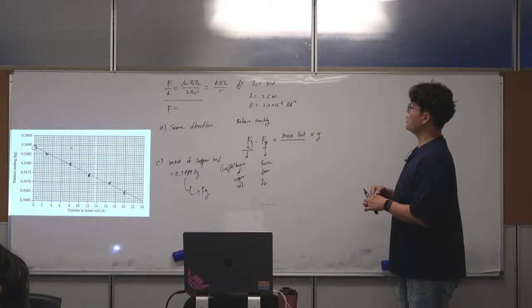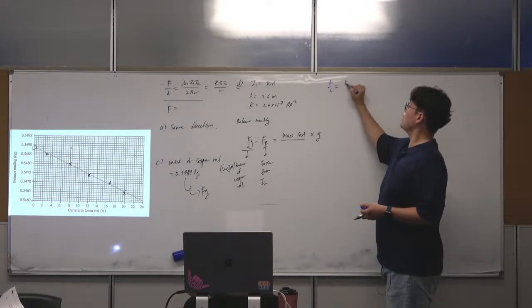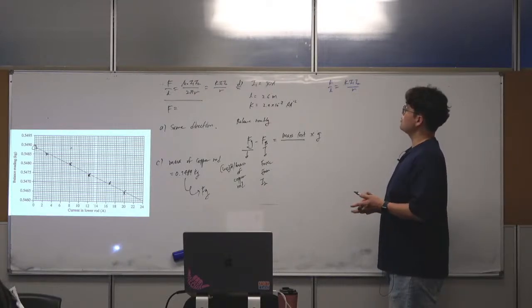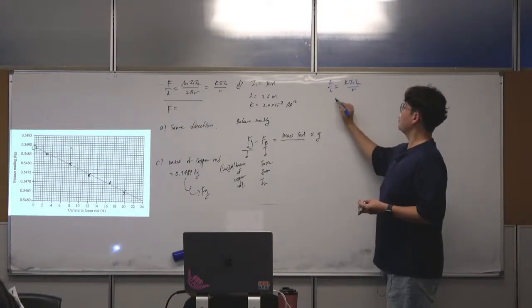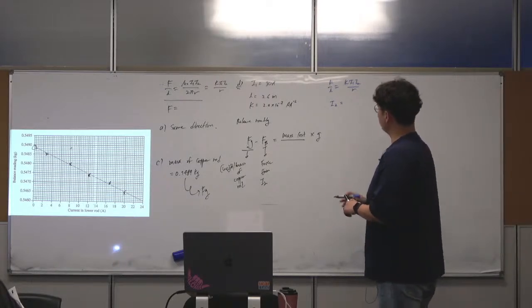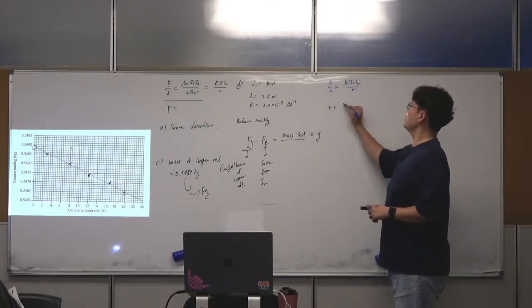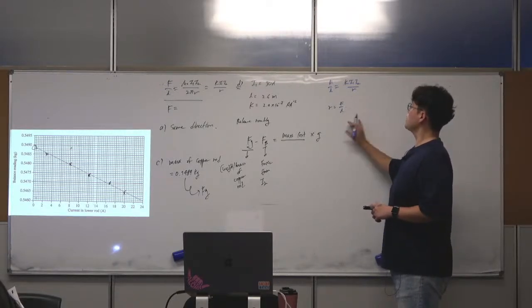Okay, or we can maybe do it here. F on L is given as K times I1, I2 over R, like that. Let's make R the subject, with I1 and I2 given. So we need to find the R value, okay? R is then equal to F on L times that.